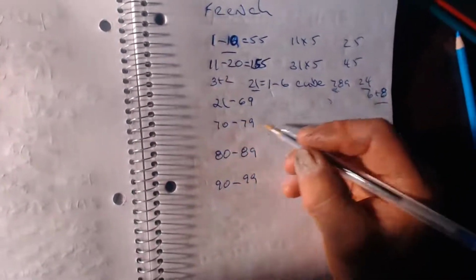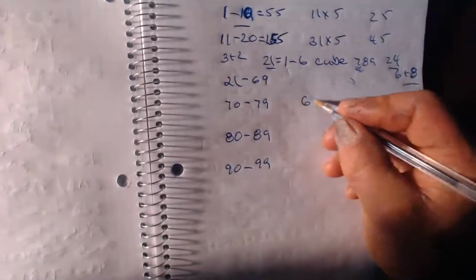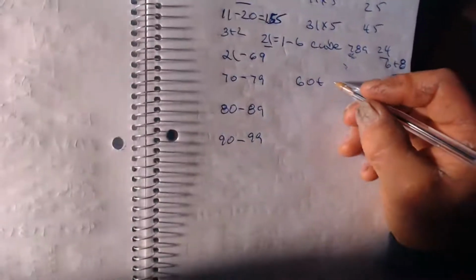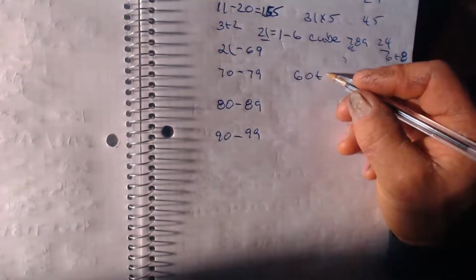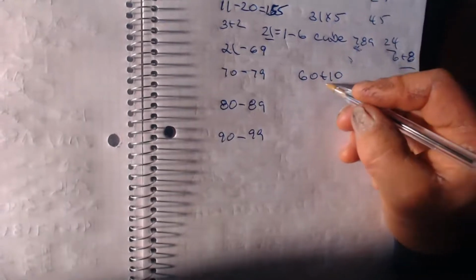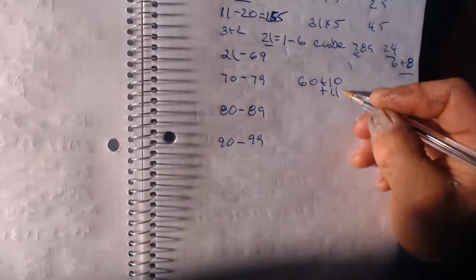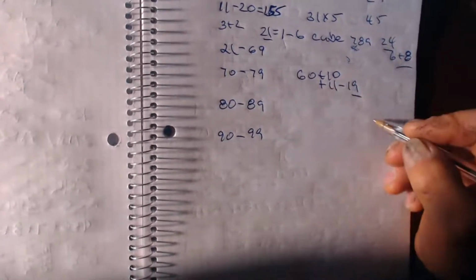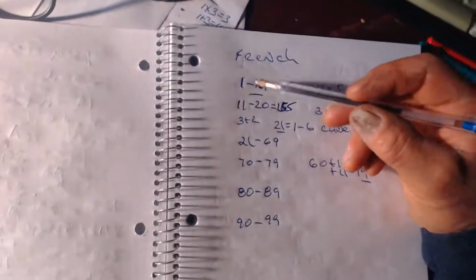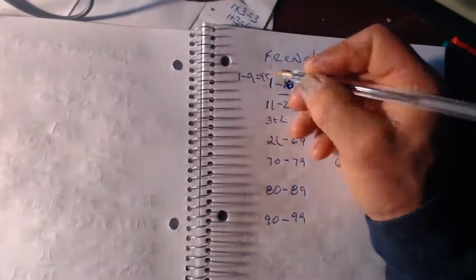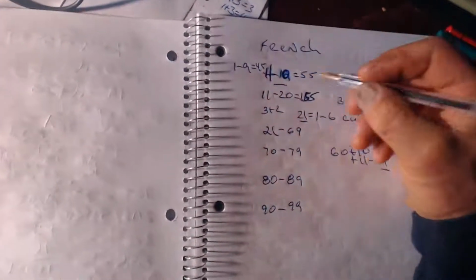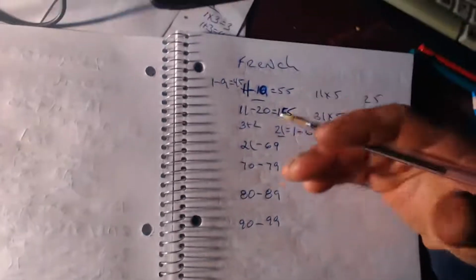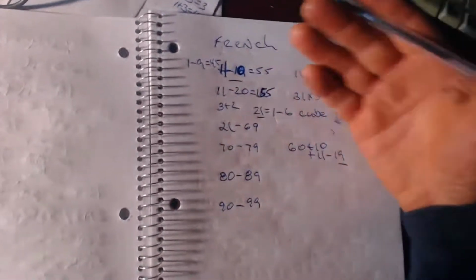So once we get to here in French, we are going to say 60 and 10, or 60 and 11 through 19. So in this situation, 10 is completely separated from this. It's 1 through 9 equals 45, plus the 10 equals 55. It's a separate division. It's like coming off the board.